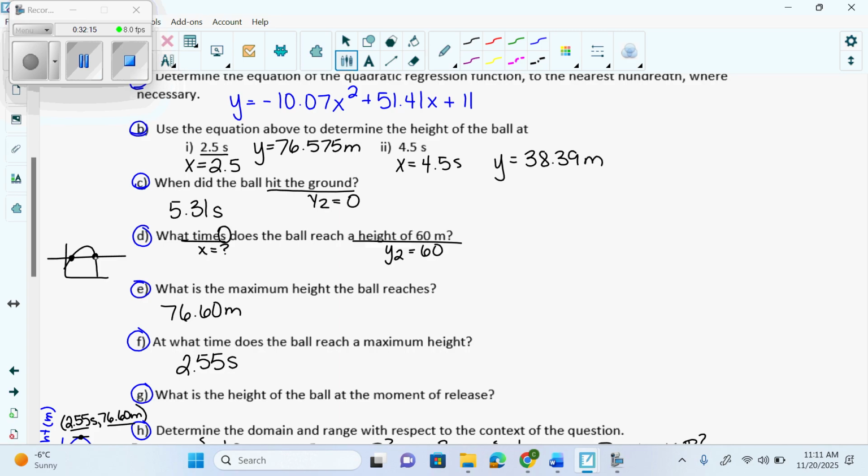And this first one happens at 1.27 seconds. And then I'm going to go second trace 5 and move over to the other one. Enter, enter, enter. And this one I get 3.84 seconds. So x equals 1.27 seconds, comma 3.84 seconds.